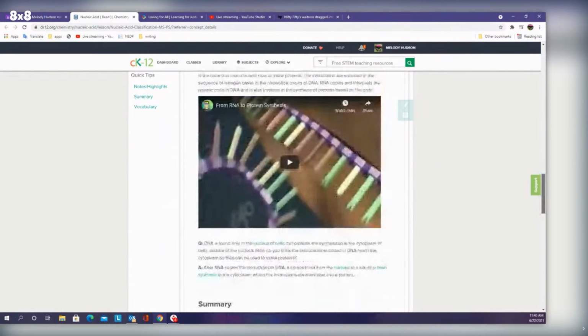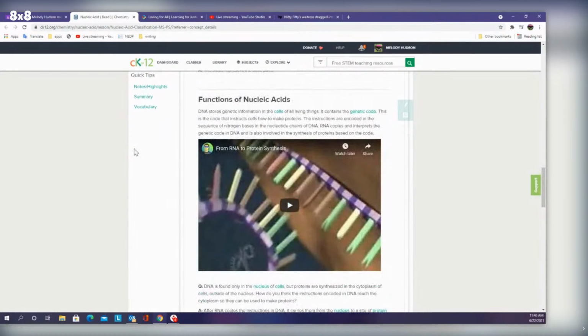And then we have this, which shows the function of nucleic acids. So DNA stores genetic information in the cells of all living things. It contains the genetic code. This is the code that instructs cells how to make proteins. The instructions are encoded in the sequence of nitrogen bases in the nucleotide chains of DNA. RNA copies and interprets the genetic code in the DNA and also is involved in the synthesis of the proteins based on the code.